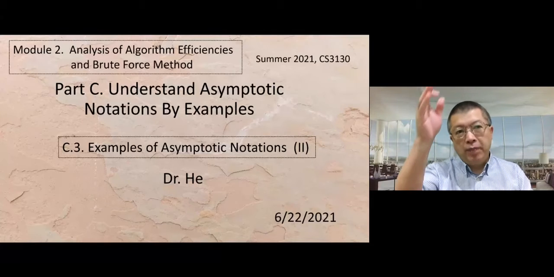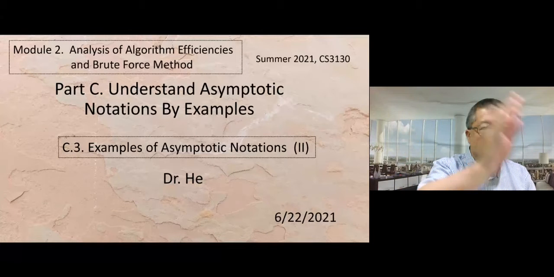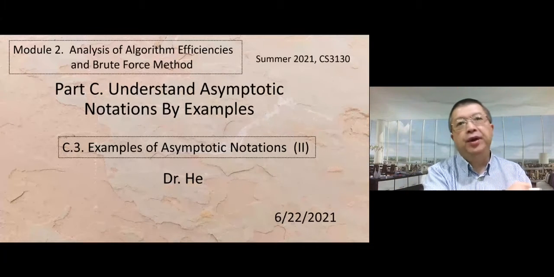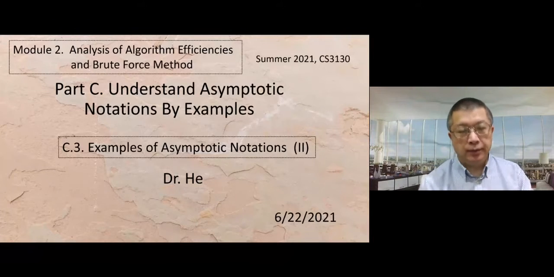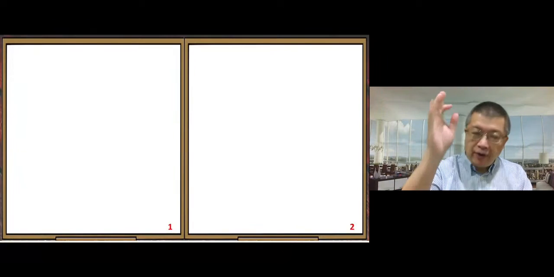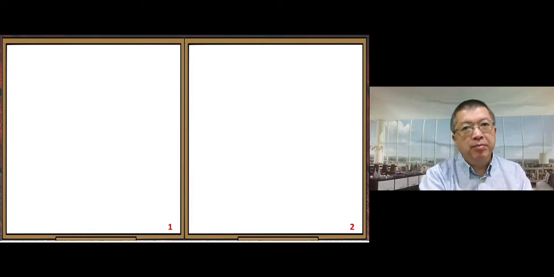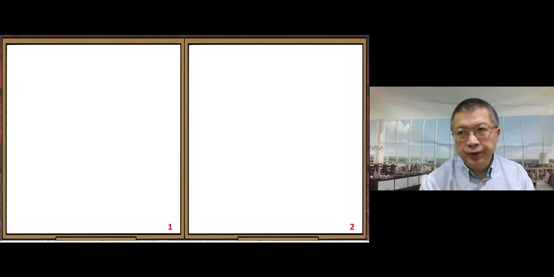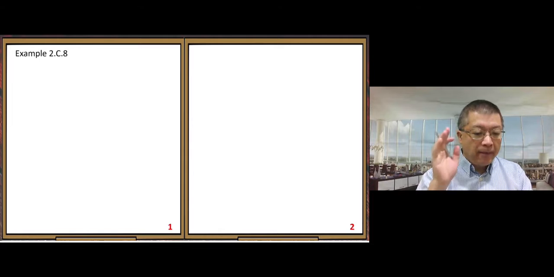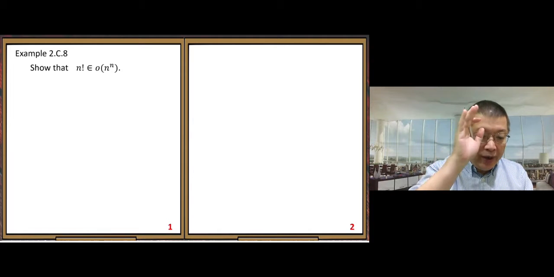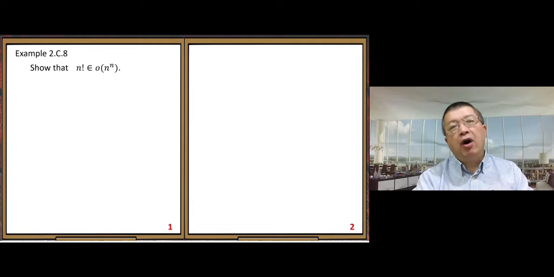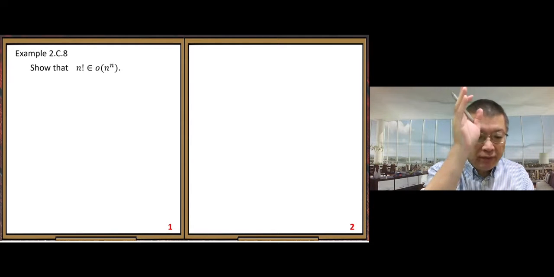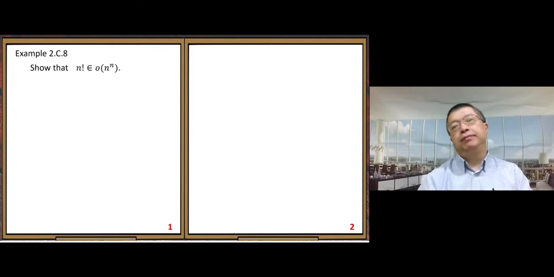Part C.3, examples of asymptotic notations, part 2. First, we continue our example number 8 from C.2. We need to show n factorial belongs to little o of n to the nth.